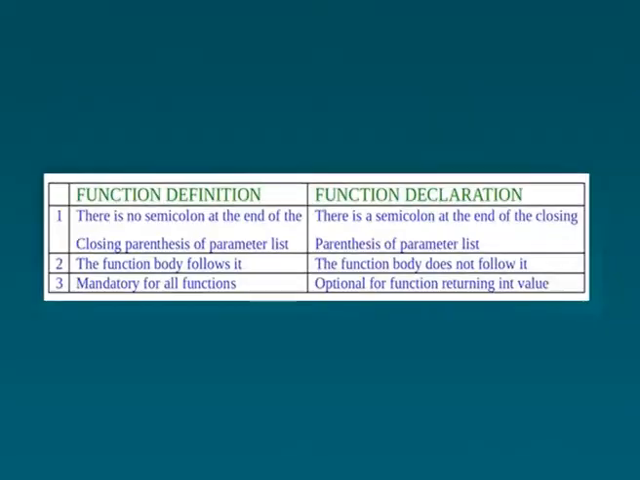Observe in the table that the function declaration is different from the function definition. In function definition, there is no semicolon at the end of the closing parenthesis of the parameter list. In function declaration, there is a semicolon at the end of the closing parenthesis of the parameter list. In function definition, the function body follows it. In function declaration, the function body does not follow it.